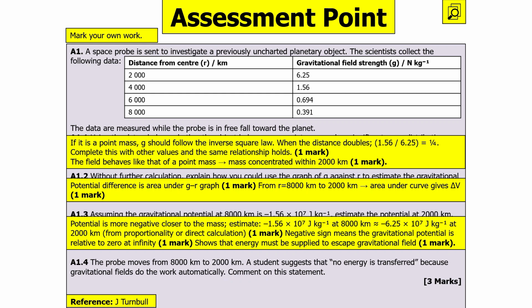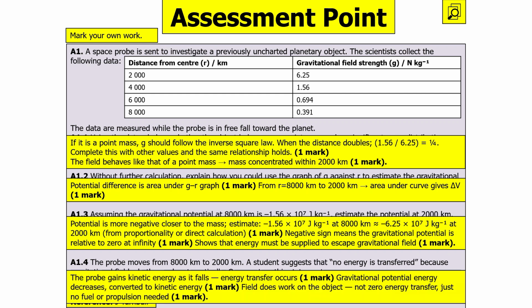Now the negative sign means that the gravitational potential is relative to 0 at infinity. So this indicates to us that we must be given energy to escape the gravitational field. Now, as it goes from 8,000 kilometers to 2,000 kilometers, the probe gains kinetic energy as it falls, so an energy transfer occurs. The gravitational potential energy will decrease, converting to kinetic energy, so the field is doing work on the object, just that there's no fuel or propulsion needed.